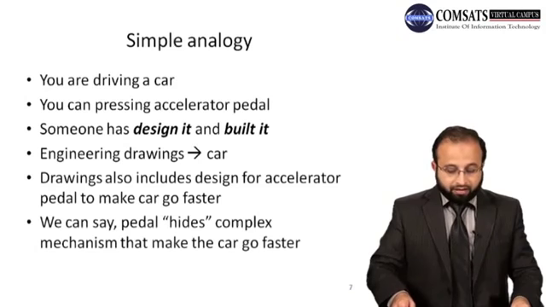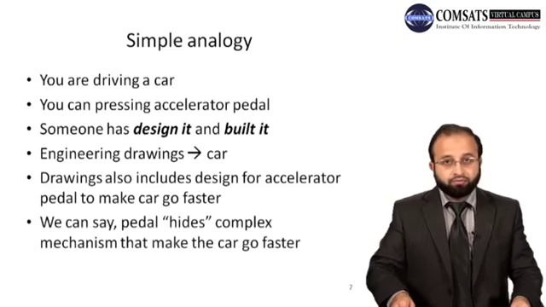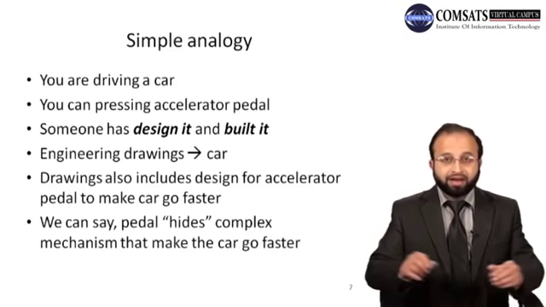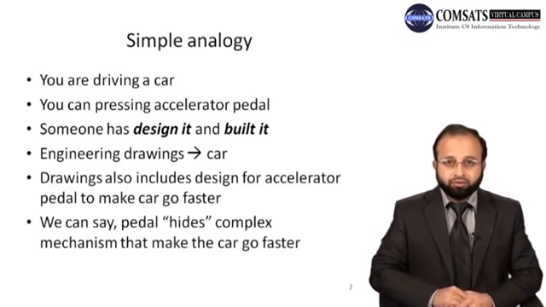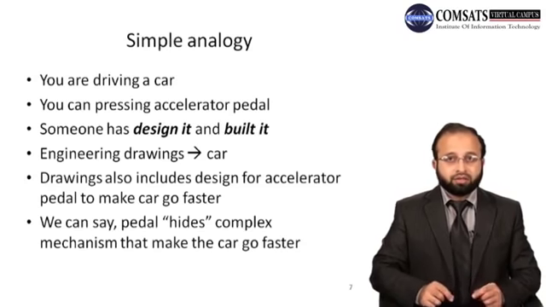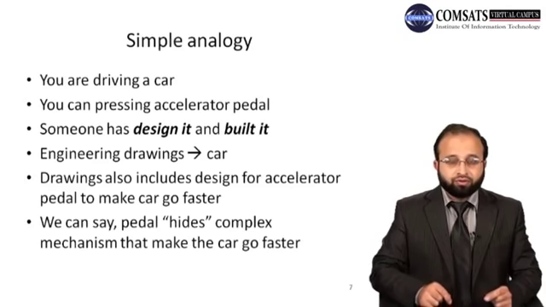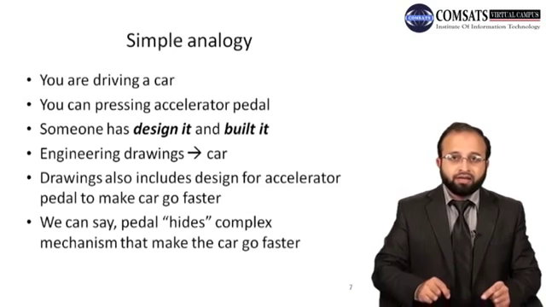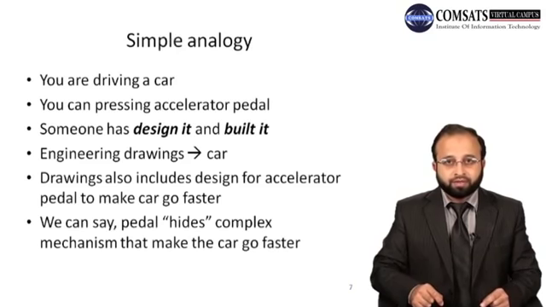So we can say a pedal hides a complex mechanism that makes the car go faster. So what does that hides mean? As an ordinary user, if you know how to drive a car, you know that there are 3 or, let's say, 2 pedals in an automatic car. The accelerator pedal, you know that there is an accelerator pedal, and if you push that pedal, the car goes faster. You just know these things, but it is not mandatory for a driver to know what actually happens inside the car. So this means that this accelerator pedal hides the functionality of the car of how to go faster, how to go even faster, right?